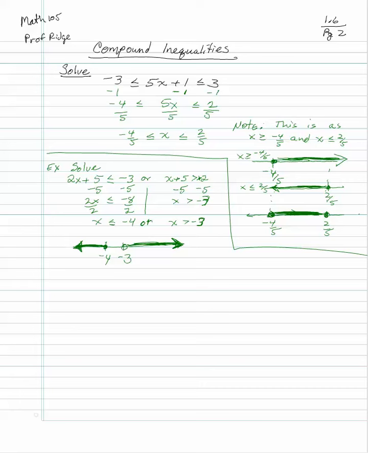Of course, we want to put things in interval notation. We'll write it like this: negative infinity to negative 4 with a bracket, union, negative 3 with a parenthesis, to infinity. That's interval notation.